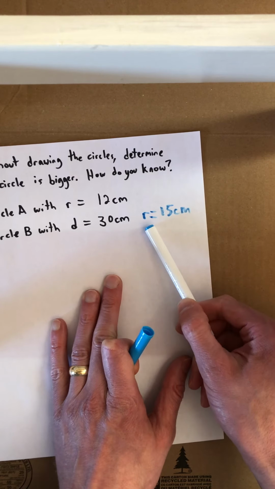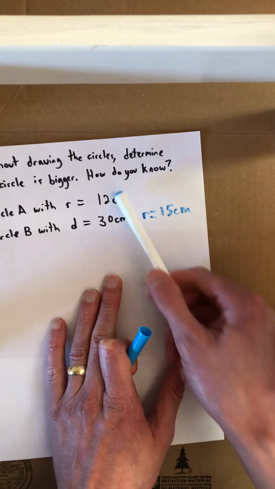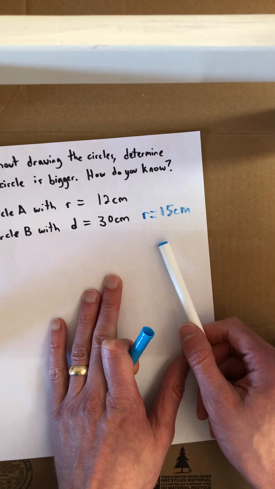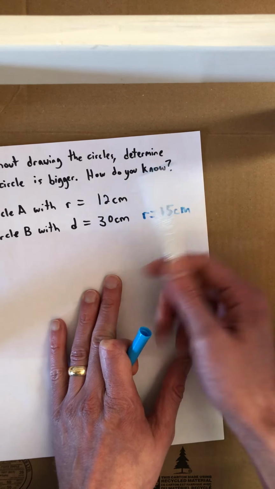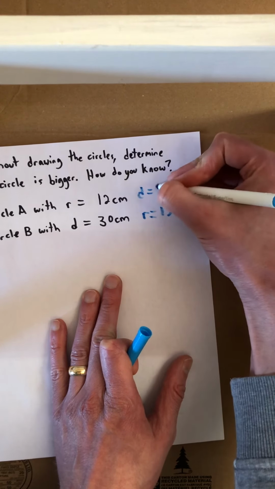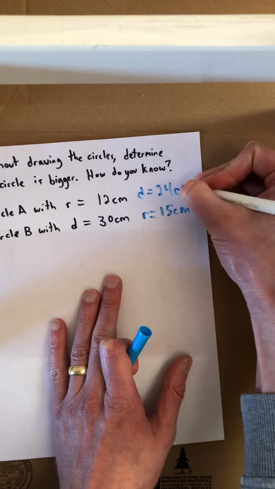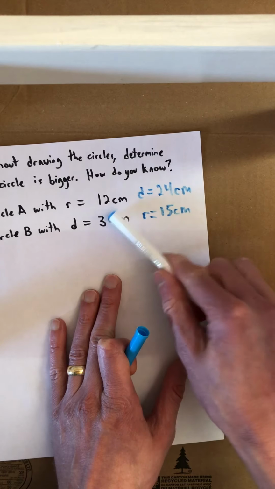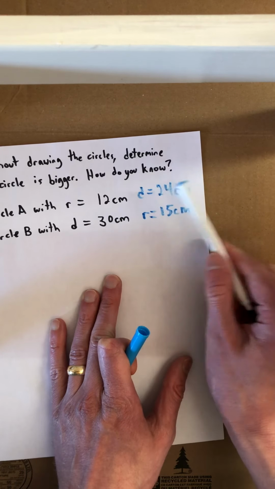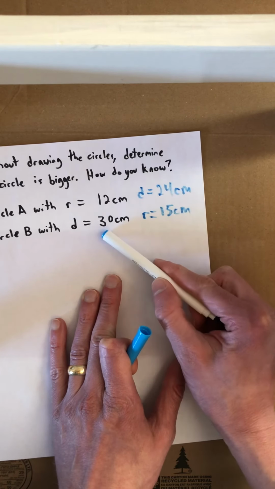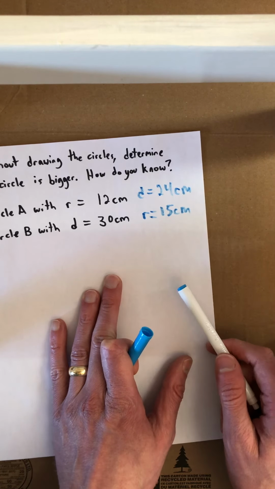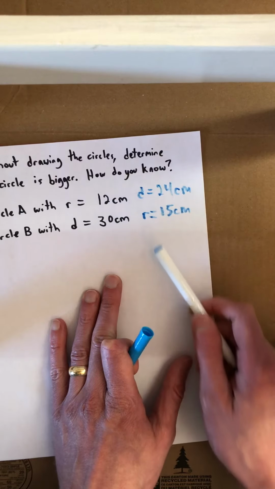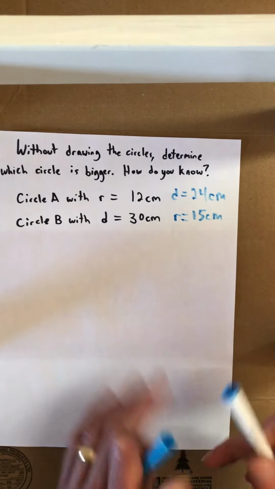Circle B is the bigger circle. And I know that because I have the two radiuses and I can compare them. I could find it the opposite way too. I could turn this one into a diameter. So 12 times 2 gives me 24 centimeters. And so I can compare these two numbers, and once again I'll see this one has a diameter of 24, this one has a diameter of 30. I can see that circle B is indeed the bigger one, and I can show that I know because I can compare the two similar things for this question.